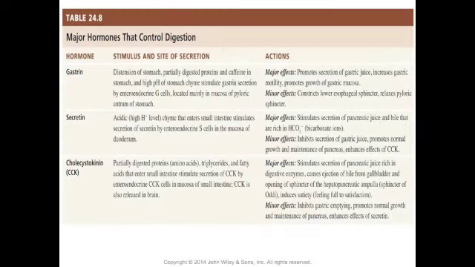So this next slide is table 24.8 on page 990. And this summarizes the major hormones that control digestion. So please review this table on your own time.